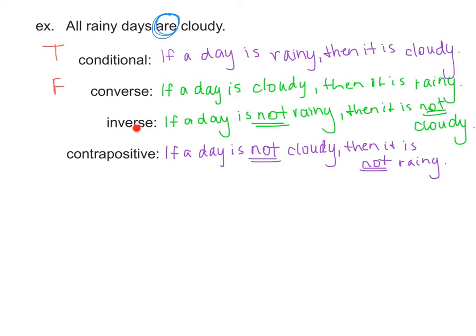Okay, next I'm on the inverse. If a day is not raining, then it's not cloudy. Okay, that is false. A day doesn't have to rain to have clouds. It's kind of the same idea as what we were talking about in the converse. I can have clouds and not rain. So if I don't have rain, I could still have clouds. All right, contrapositive. If a day is not cloudy, then it's not rainy. That is a true statement. Okay, if you do not have clouds, then there's no clouds to produce rain.